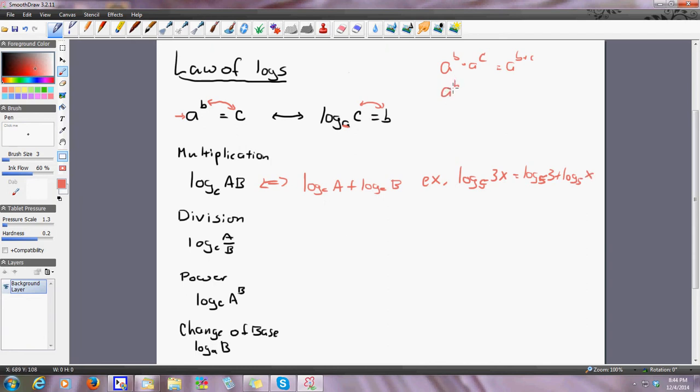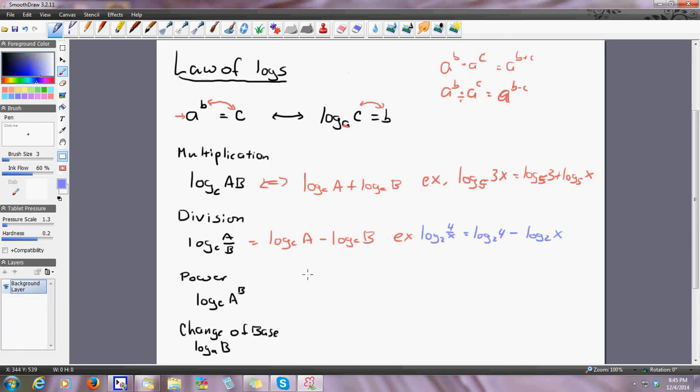The division rule said if you have a to the b divided by a to the c, it's a to the b minus c. So here it's going to be log base c of a minus log base c of b. And I'll give you an example of this one. How about log base 2 of 4 divided by x becomes log base 2 of 4 minus log base 2 of x.